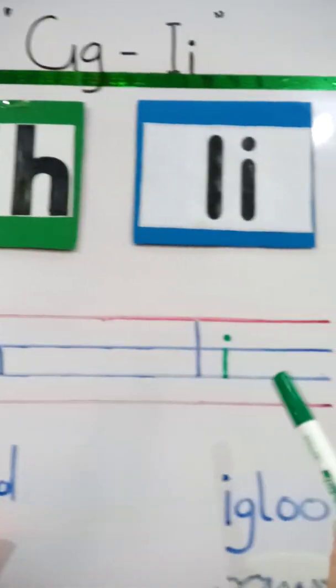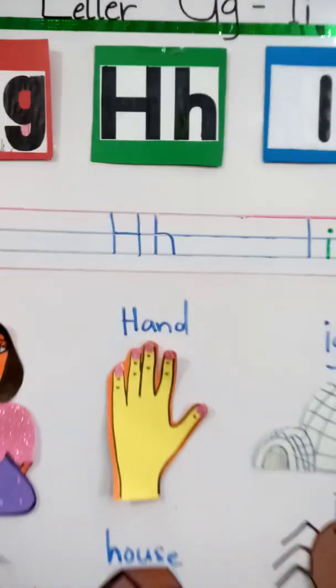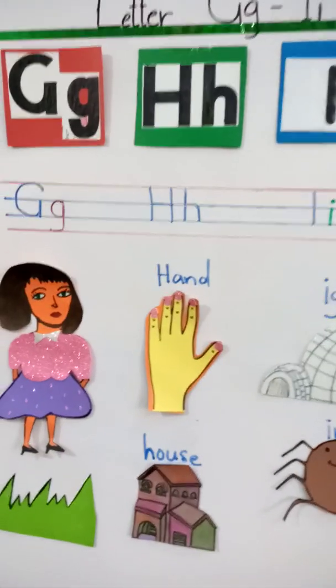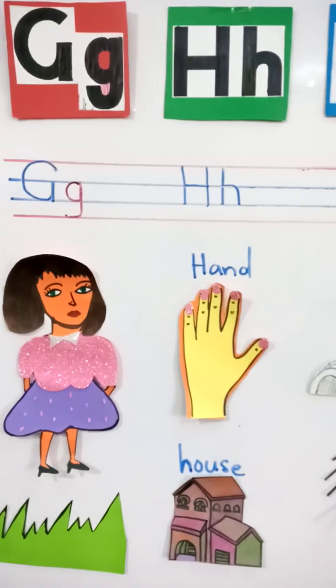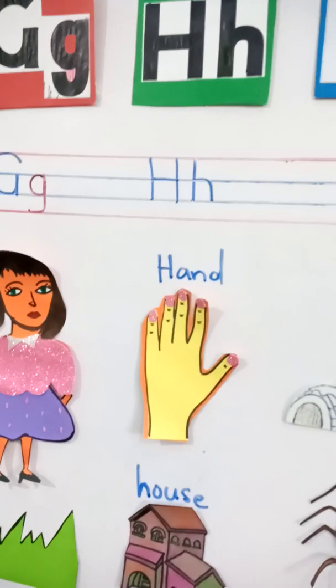So we have done G, H and I. These are letters for today. Now open your textbooks and do the vocabulary for these letters in your textbook, side from the first term book.